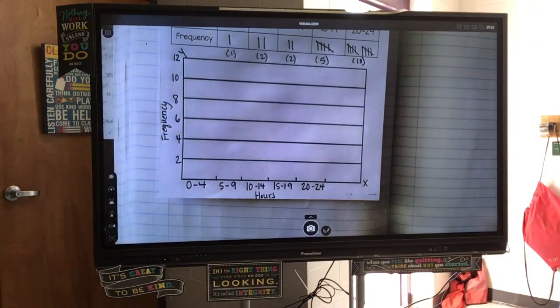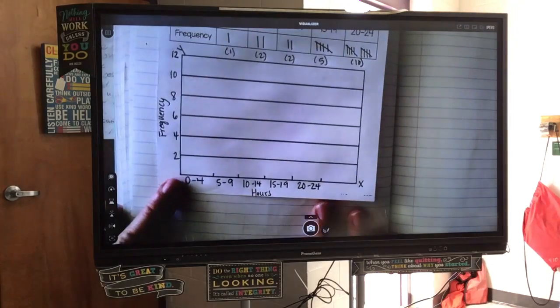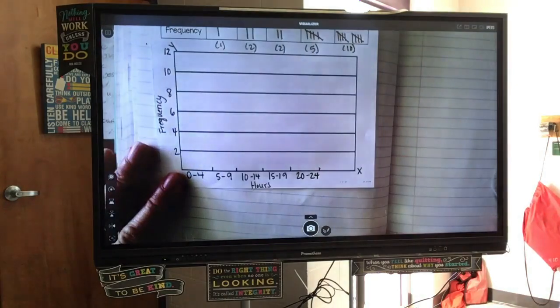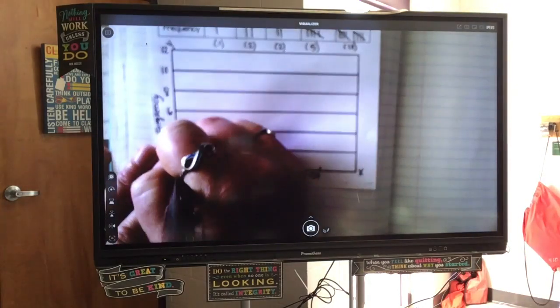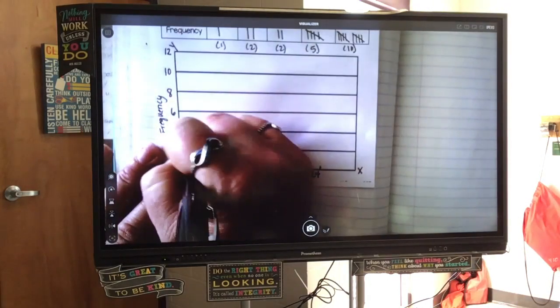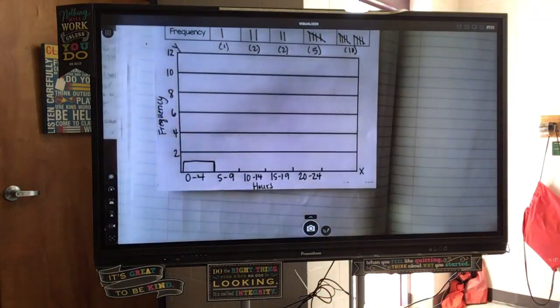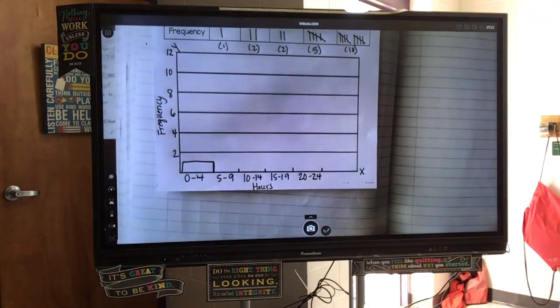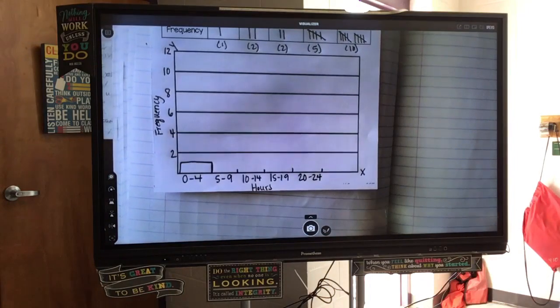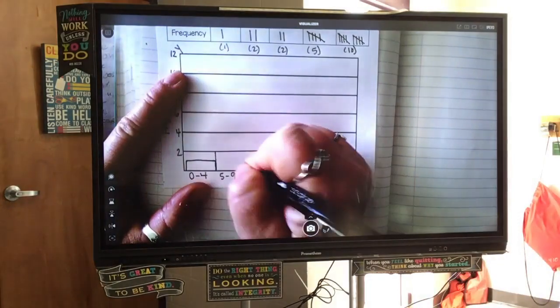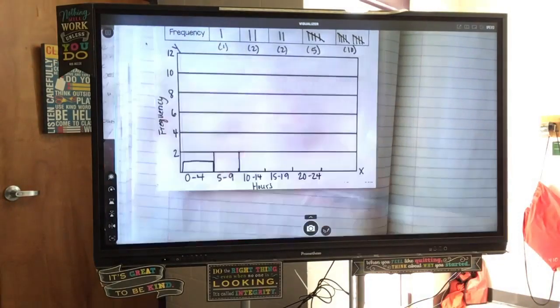So 0 to 4, what was our frequency on that? Aiden. 1. Alright, so that's going to be about halfway up. It's not going to go all the way to 2. Alright, then the next one, 5 to 9, what was our frequency? Ronnie? 2. Alright, so that one we're just kind of going to go to that next line.